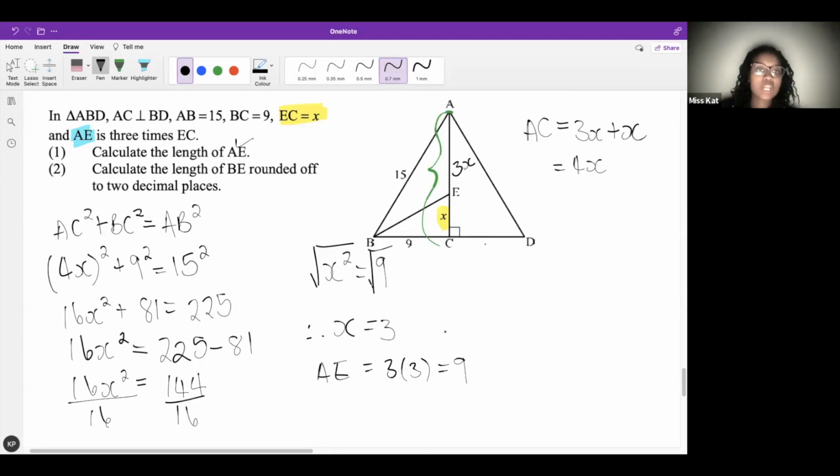And then calculate the length of BE. Where's BE? Let's check. BE is the hypotenuse of the small triangle. So now we know that x is 3. Thank you, Abu. We know that x is 3. Well, we already wrote it. So what can we use to find BE?